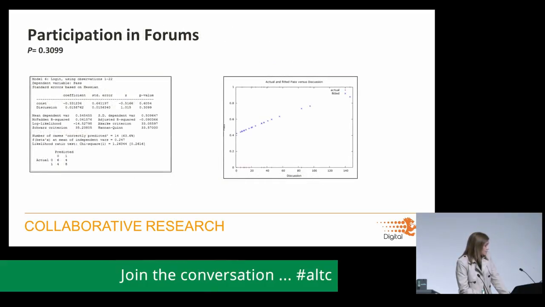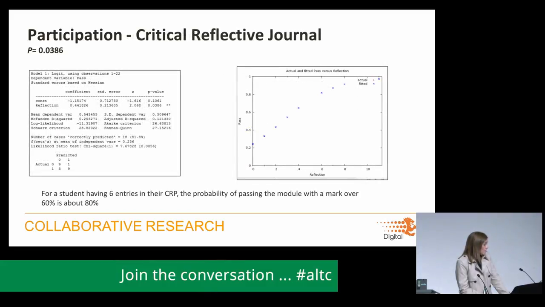And we were thinking that probably people that participated more were doing better, but we didn't find any significant difference in that area. Whereas we found a significant difference, the p-value is not too low, but is still significant, in the use of the critical reflective journal. So we identified that for a student having 6 entries in their critical reflective journal, the probability of passing the module with a mark over 60% is about 80%.